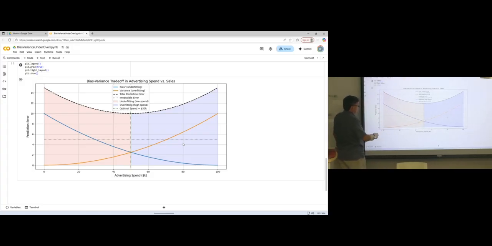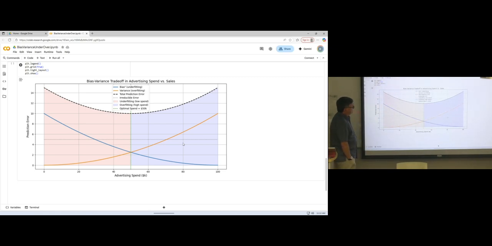Outliers, for example. Bias comes up. Bias starts where I'm spending no money at all. I'm not spending any money on advertising. All right, then I get variance here. As I start spending money on advertising, then I get a lot better predictions.